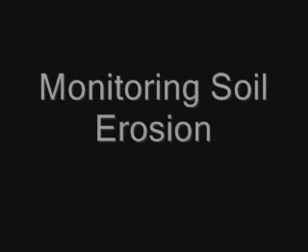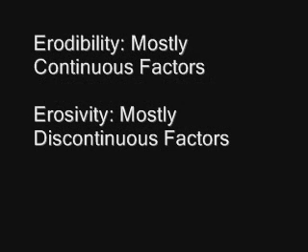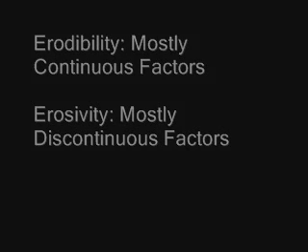Key techniques of monitoring soil erosion with advantages and disadvantages. Soil erosion monitoring can be done through erosion plots, surveying, and traces. However, it is useful to know as much as possible about the hill slope in terms of erodibility, mostly continuous factors, and erosivity, mostly discontinuous factors.